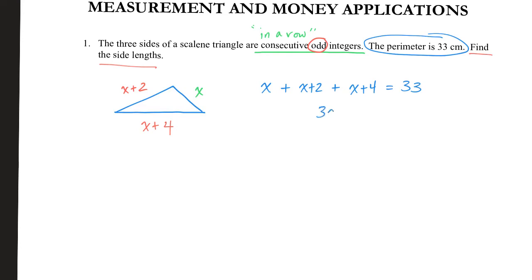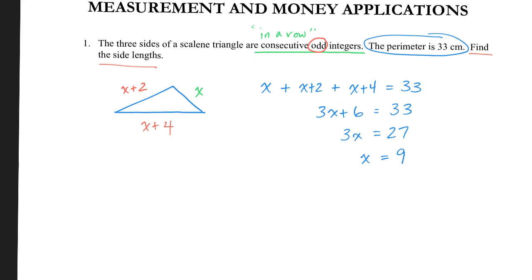Okay, so I have 3 x's and a 6 on the left side. I can get rid of a plus 6 by subtracting 6, and I can get rid of the times 3 by dividing by 3. And there we go. We got x equals 9.